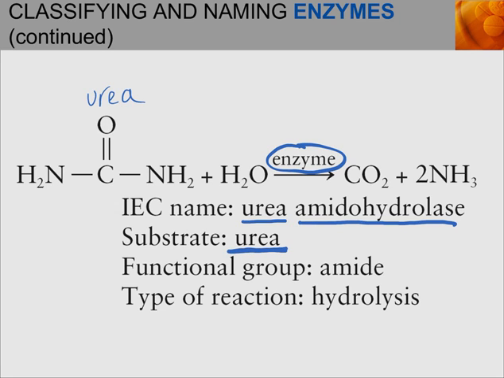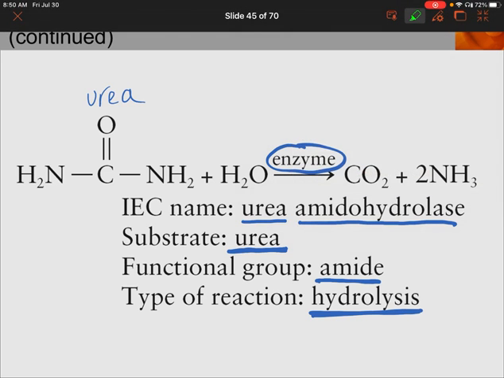Then we name the functional group, which was amide, so that's the amido part. And then we also list the type of reaction that we're doing, which in this case is hydrolysis, because we're reacting with water. So we've got urea, then amide, which we changed to amido, and finally hydrolysis, which we then called hydrolase. So remember, we end the enzyme name in ASE.